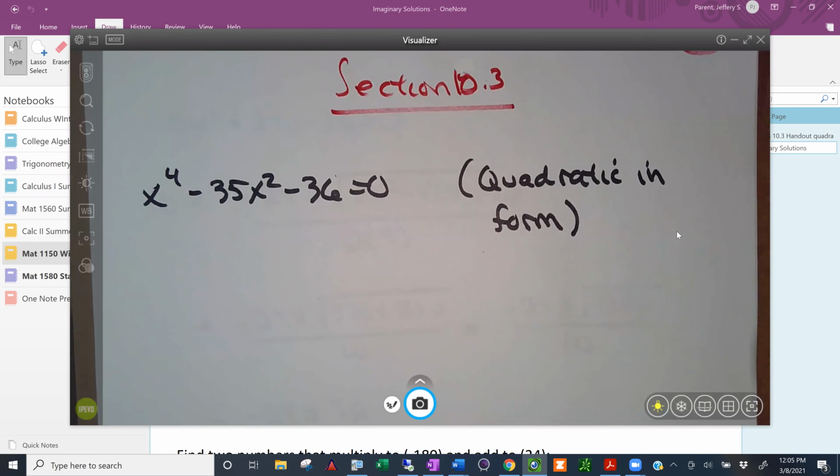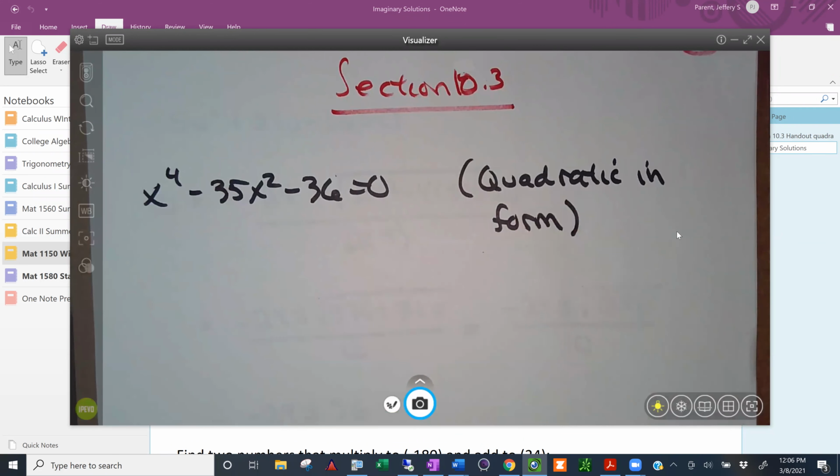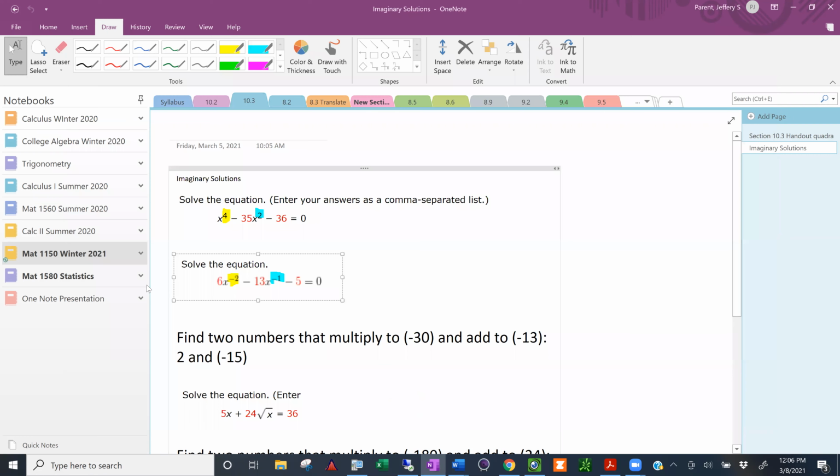So we're going to go over equations that are quadratic in form. Now, it's not necessarily that they're quadratic equations. In fact, you can probably see here that they're not quadratic equations. That's a fourth degree equation. Quadratic equations only have a squared term in them. But there's something about them that makes them quadratic in form. They can be made to look like a quadratic equation. So the question is, when is something quadratic in form?